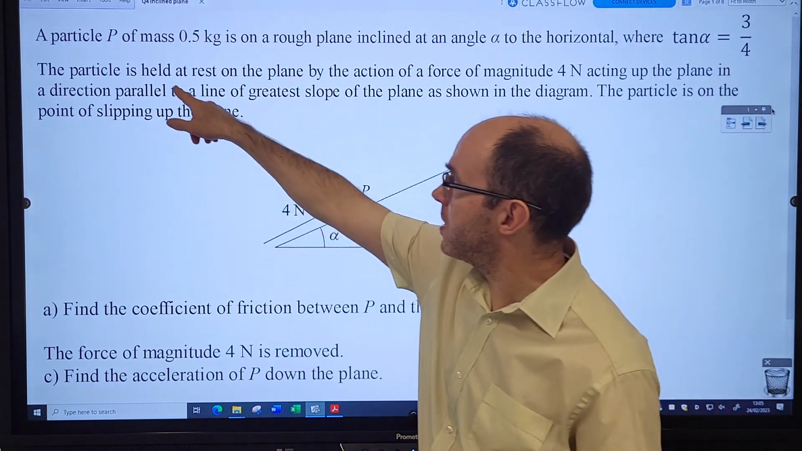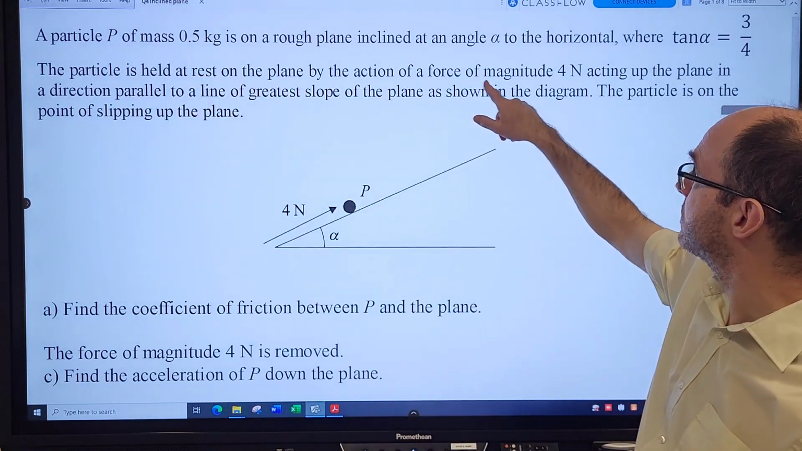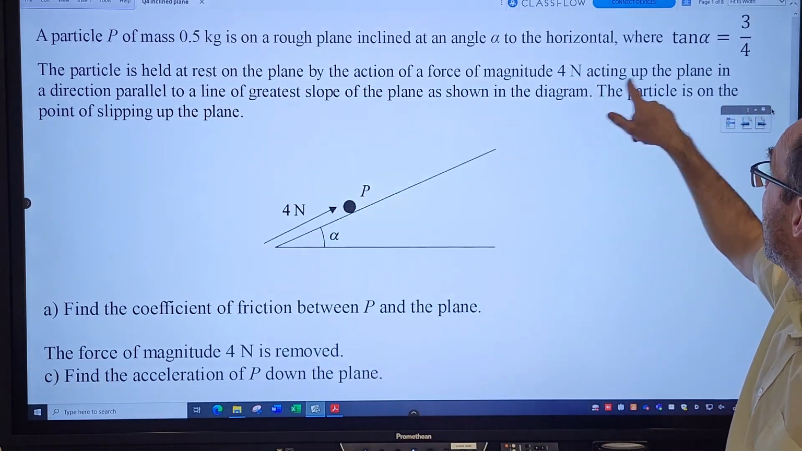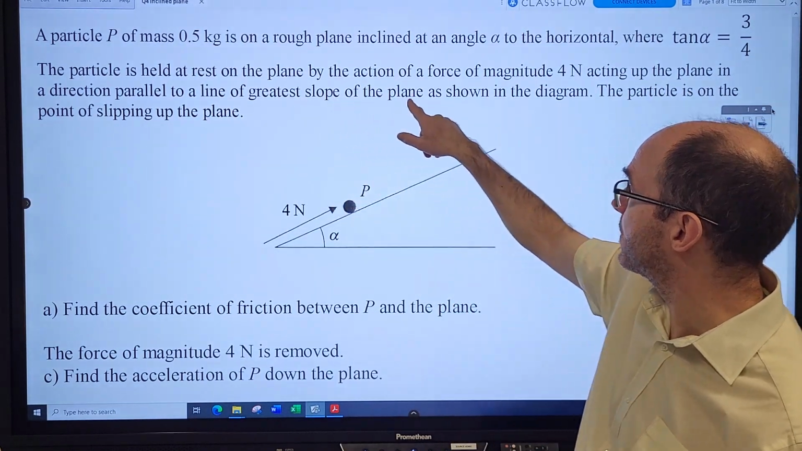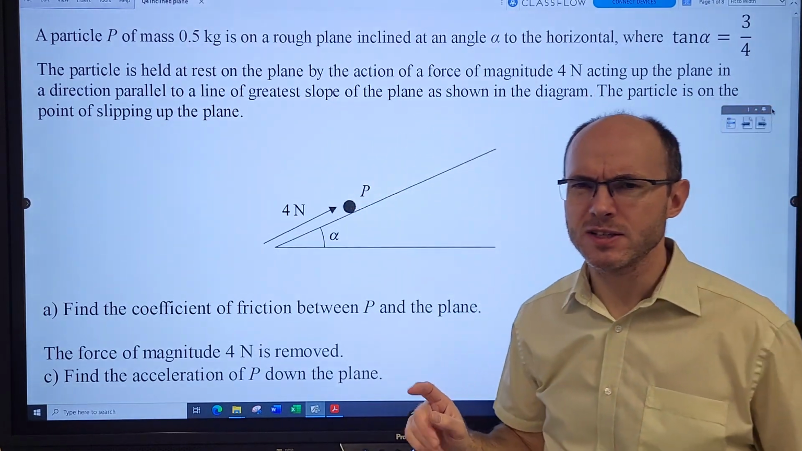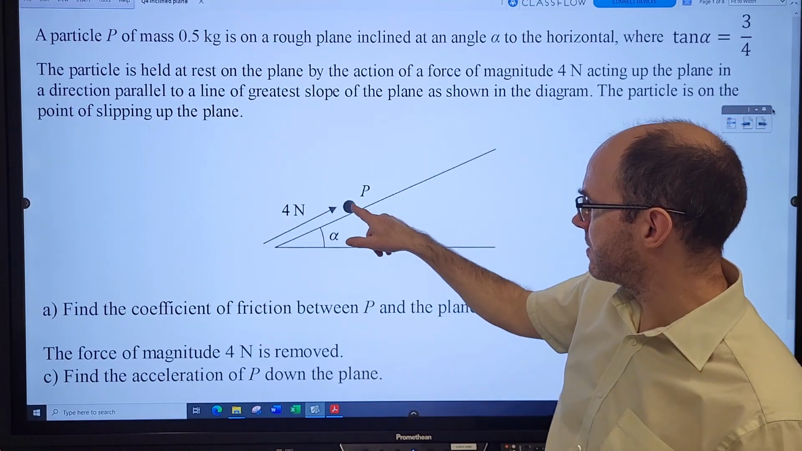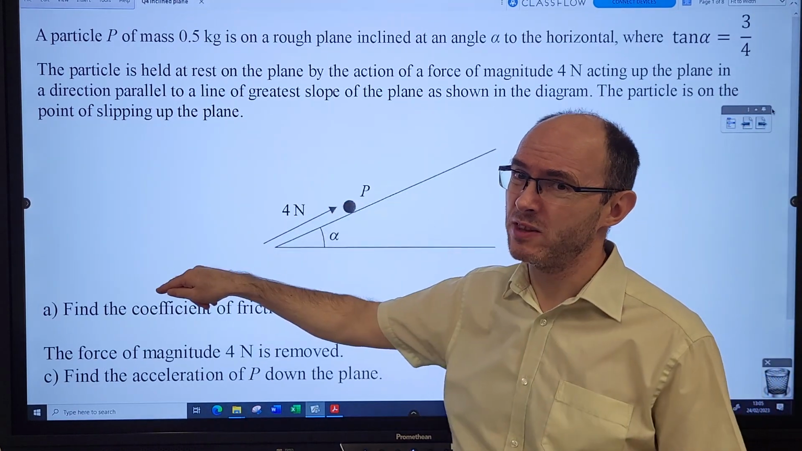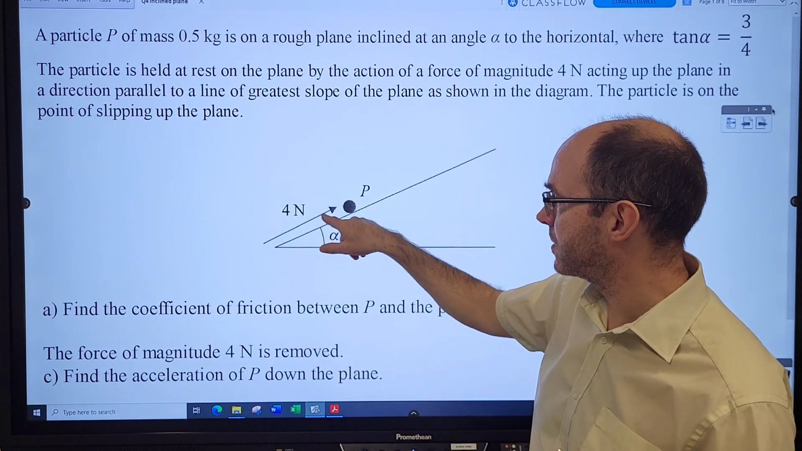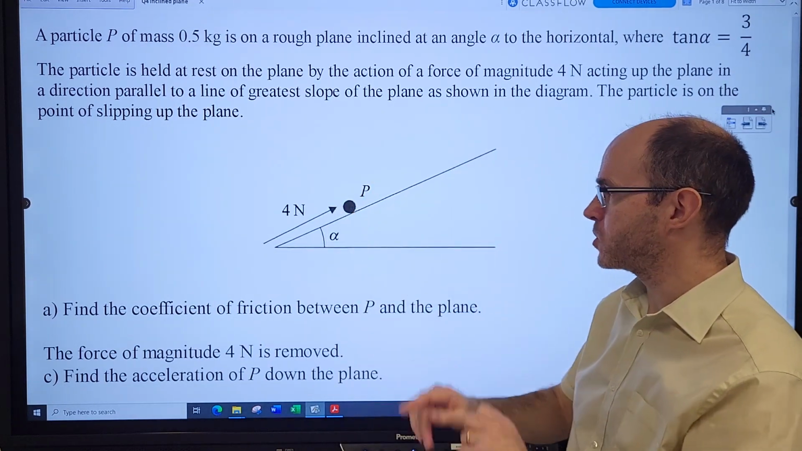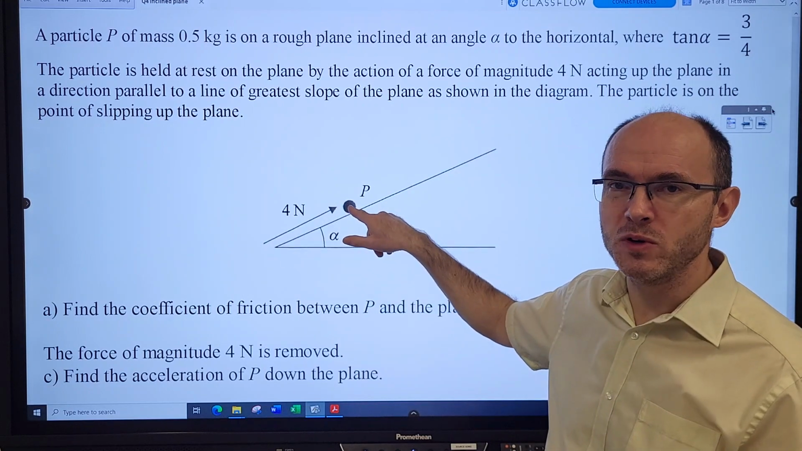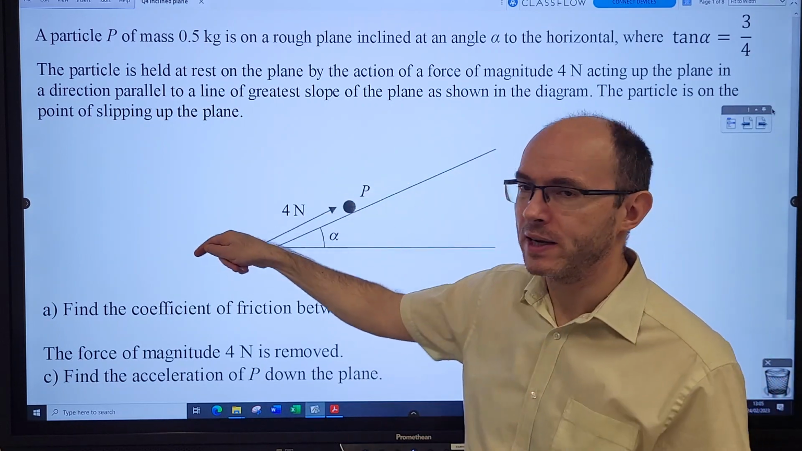Let's read on. The particle is held at rest on the plane by the action of a force of magnitude 4 newtons acting up the plane in a direction parallel to a line of greatest slope of the plane, as shown in the diagram. There's a lot going on with it, isn't there? So basically this particle P, normally it would roll down the plane, wouldn't it? But there's something keeping it there. It could be someone just holding it in place, some sort of pushing force, but it's a magnitude of 4 newtons and it stops it from rolling down the plane.